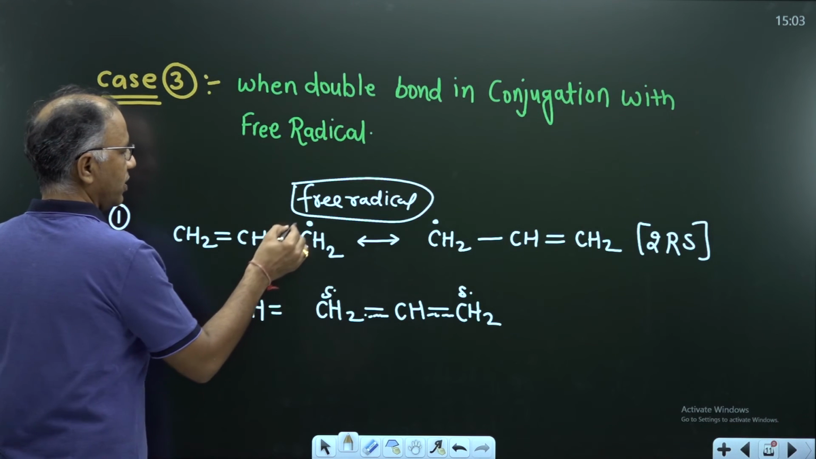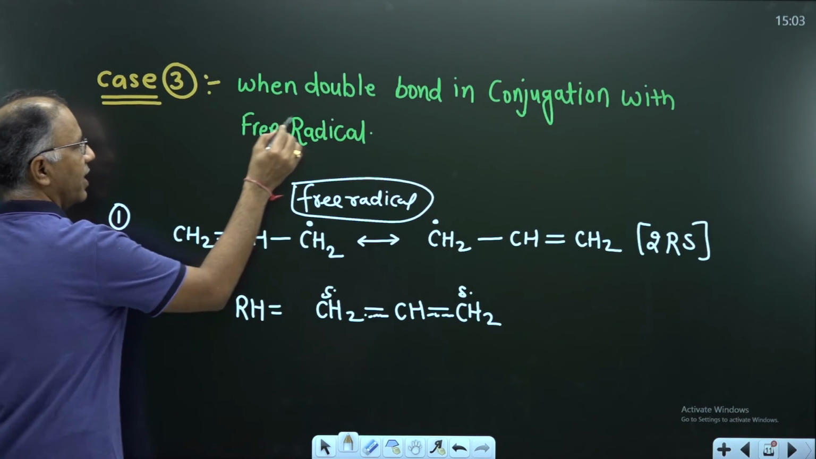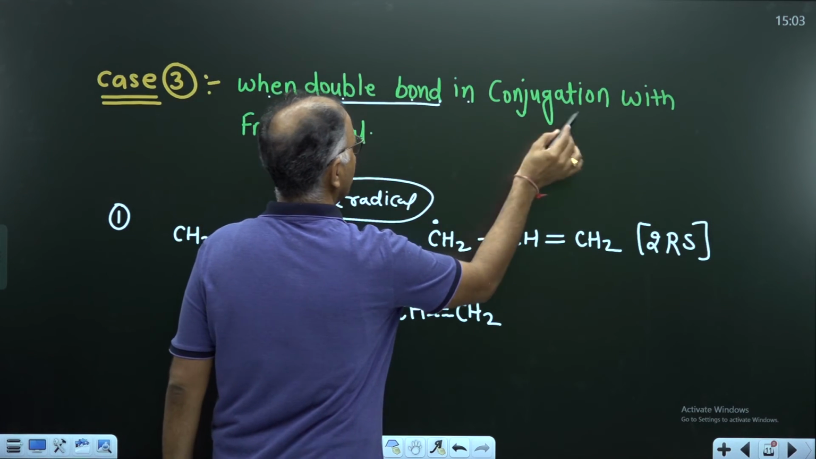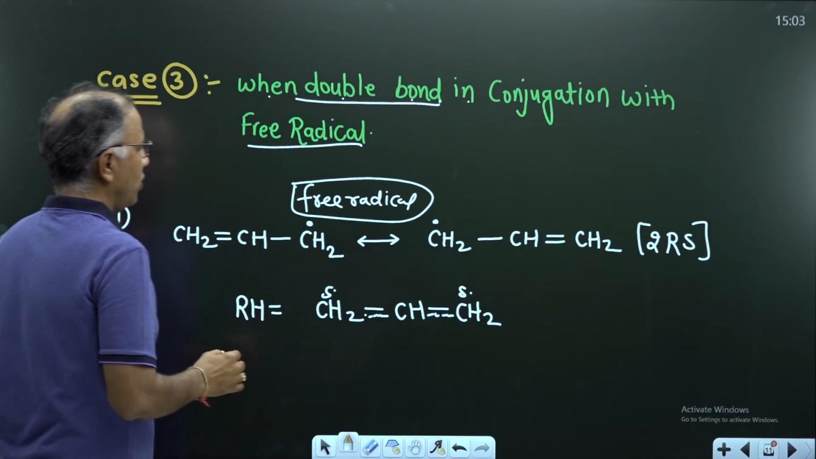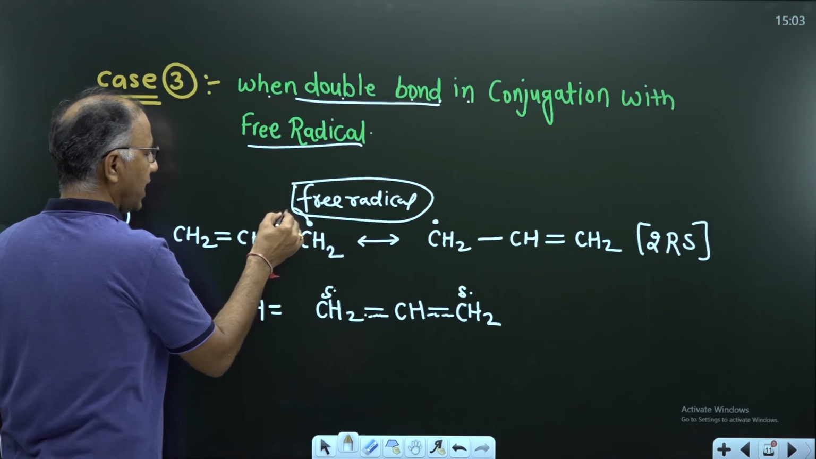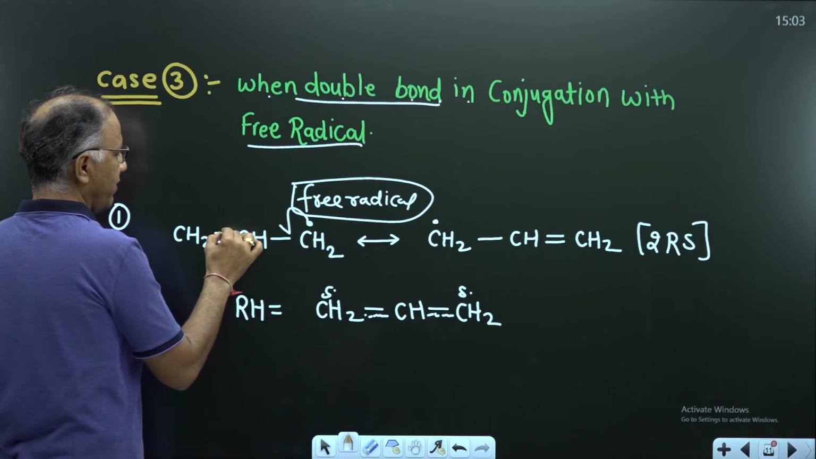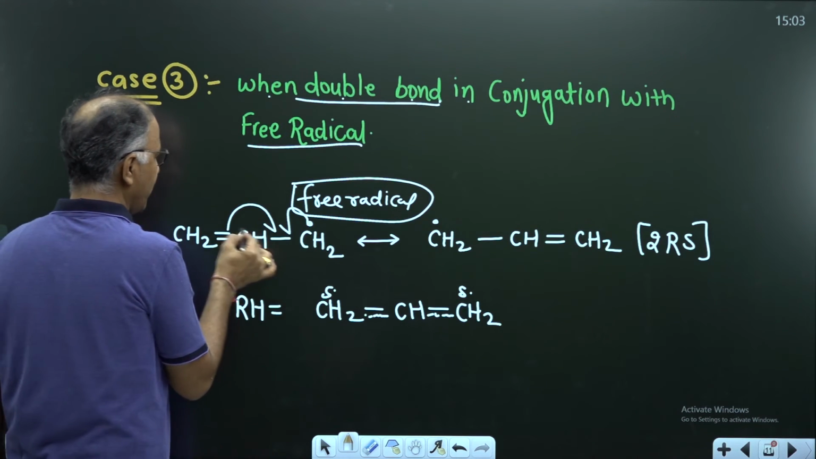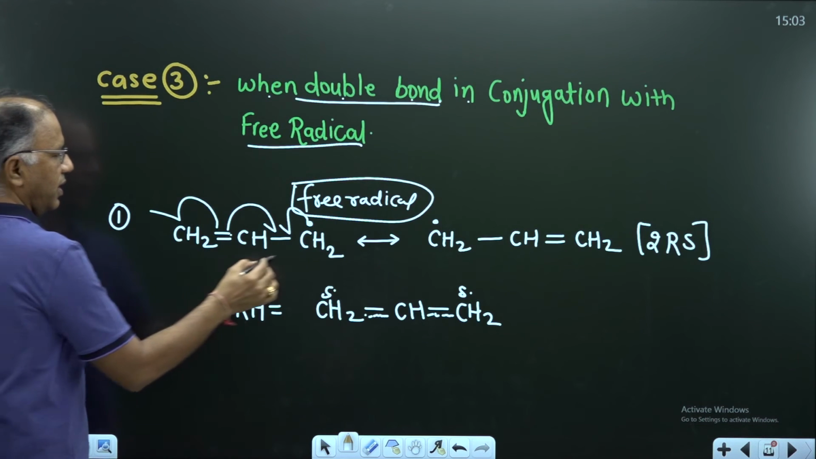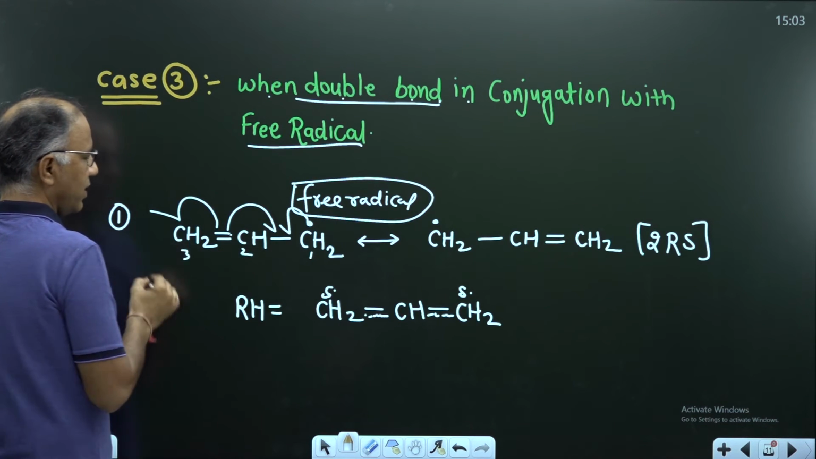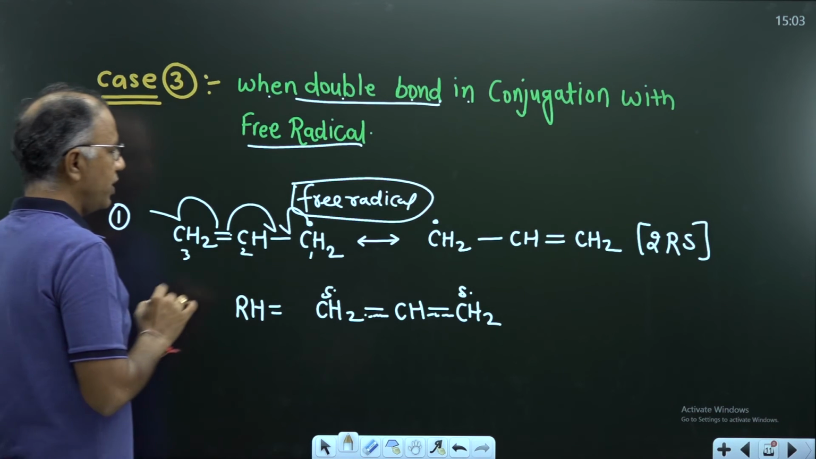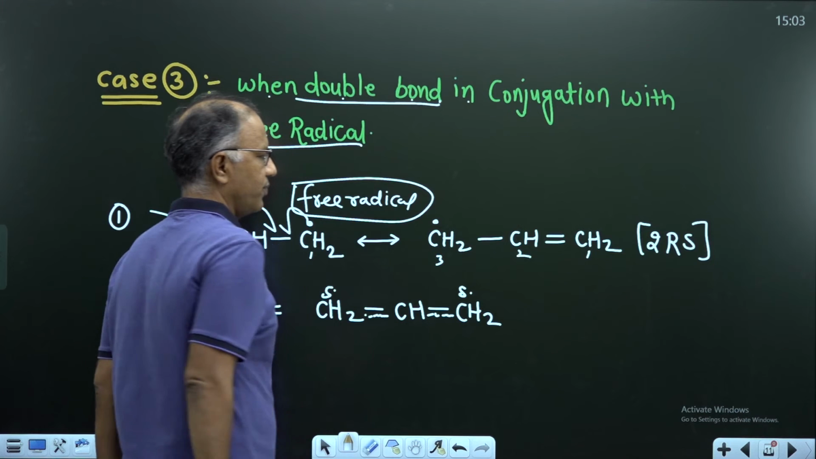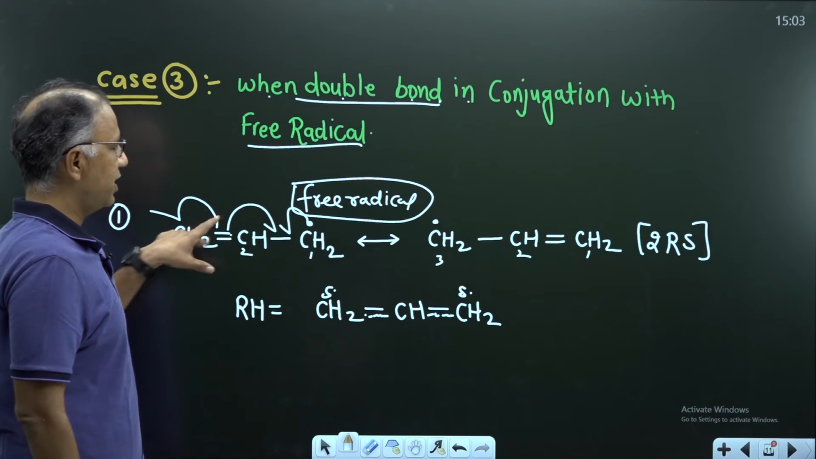Now what you have to do? The double bond conjugation with pi radical. This is our case, when a double bond is in conjugation with a pi radical. Now for a pi radical, we have to use a single headed arrow. There will be a homolytic cleavage, and 1 electron and 1 electron from the pi bond will form a pi bond, and this electron will move here. That is, if I number these carbons, now the pi bond is between 2, 3 and in the resonating structure the pi bond will be between 1, 2. Got it? Now this electron is delocalized.